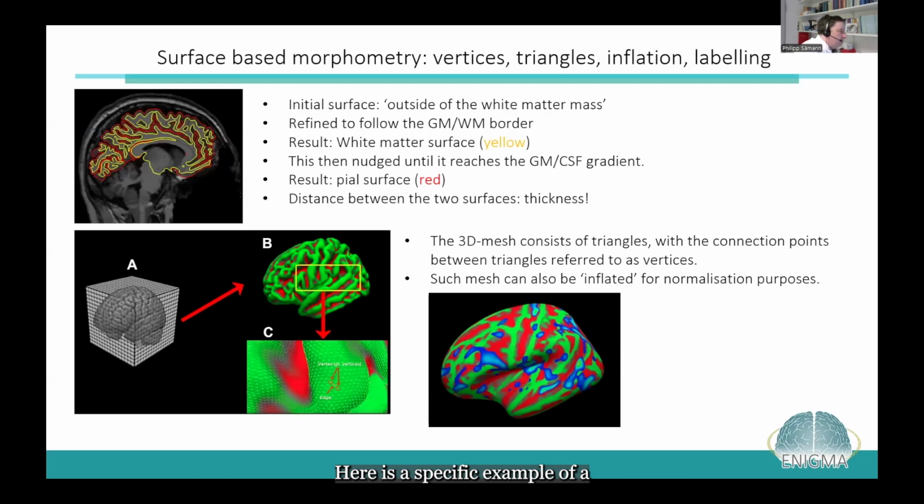Here is a specific example of a FreeSurfer segmentation. In yellow, you can see this white matter surface, and in red, you can see the pial surface. Statistically or geometrically, these surfaces are organized in little triangles, the corners being referred to as vertices of these triangles, and between these vertices, you have the edges.